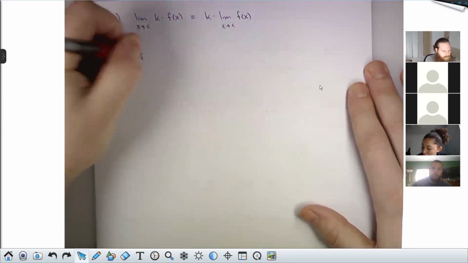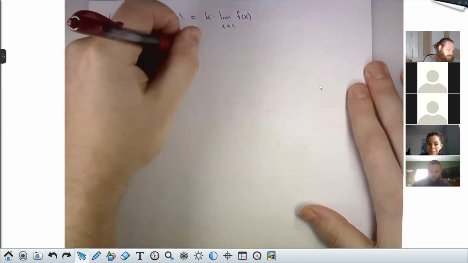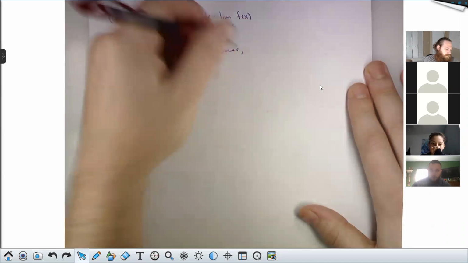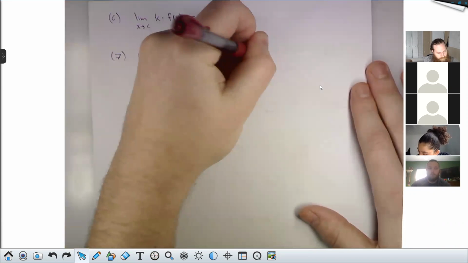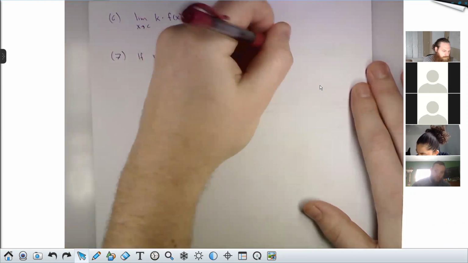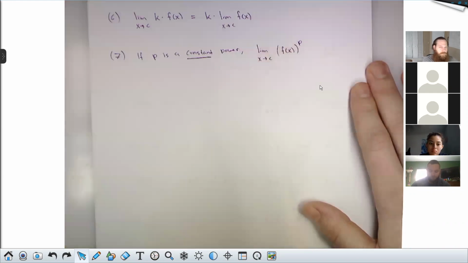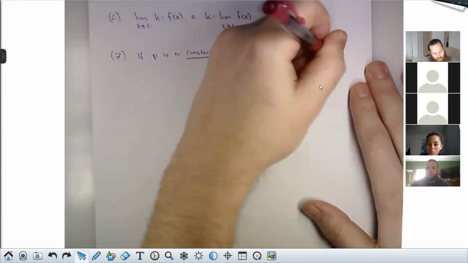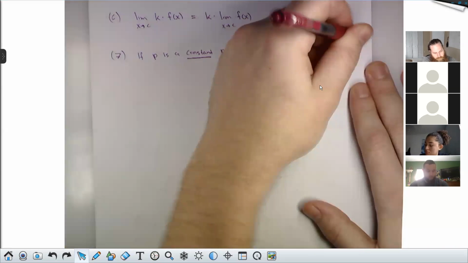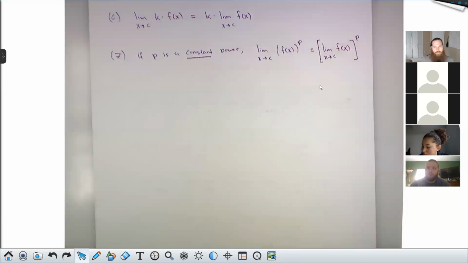This next one's a little bit tricky. If p is a constant power, and constant is important here. Your book doesn't write this, but I think it's important to make the note. Then the limit as x approaches c of a power of a function like this is the same as the limit of that function all raised to that power. So if you had some function you understood well being raised to a power, and you want to take the limit of that whole apparatus, just take the limit of the function, which is easy because you understand the function well, and then raise that output to that power.